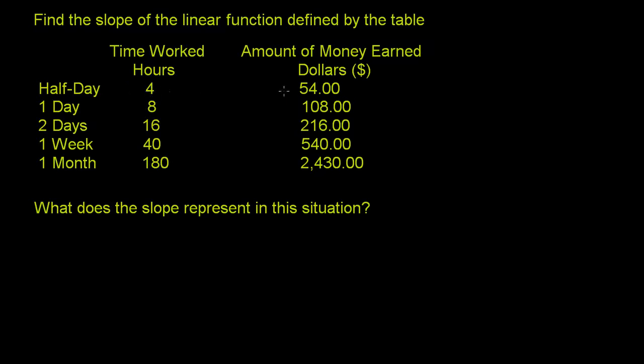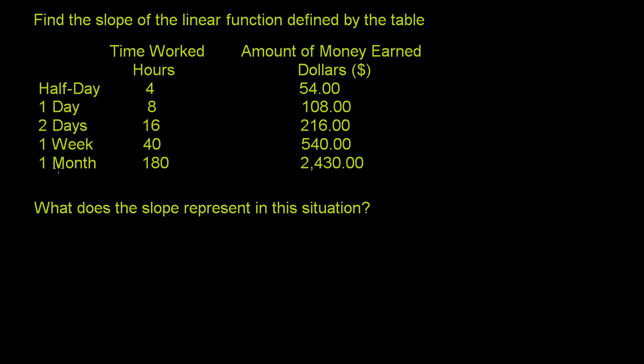And if we work 4 hours, we make $54. If we work 8 hours, we make $108, so forth and so on. And then they say, what does the slope represent in this situation? So we have to find the slope and figure out what it represents.